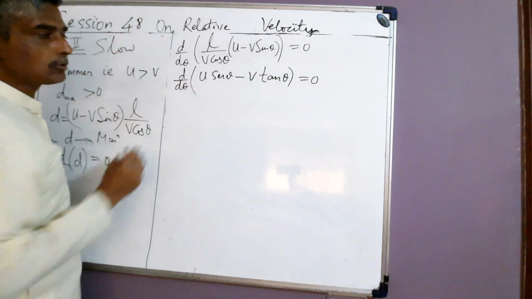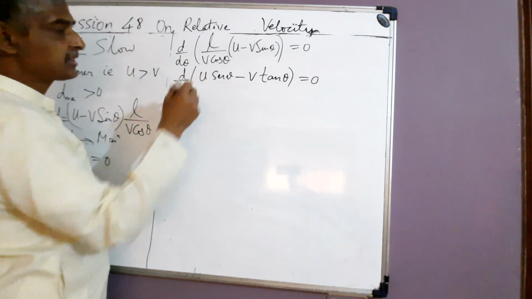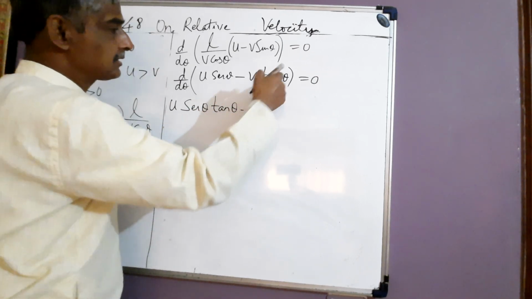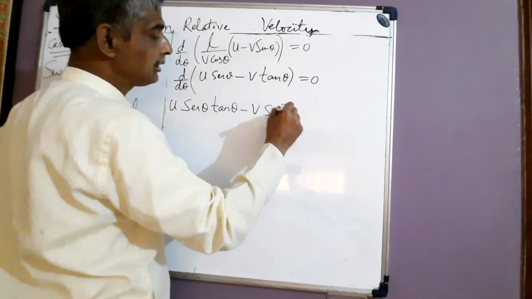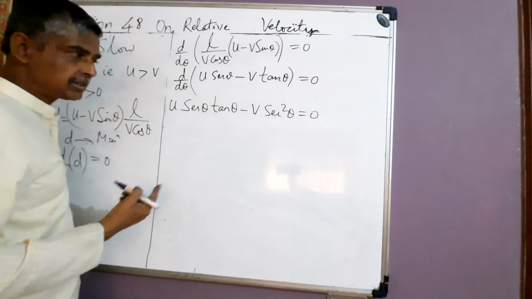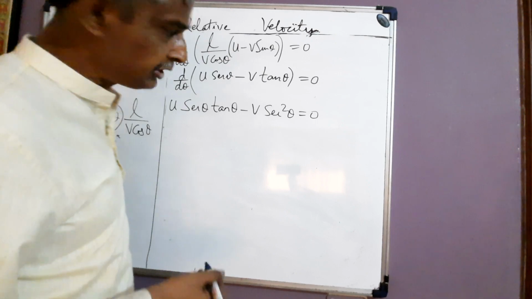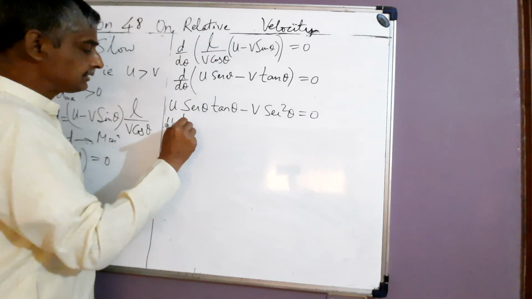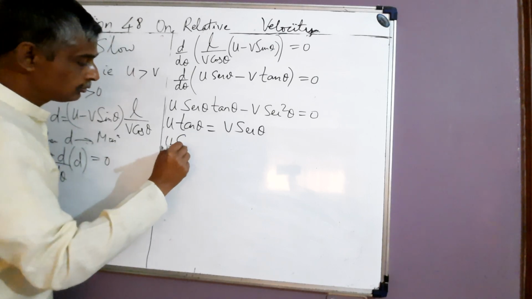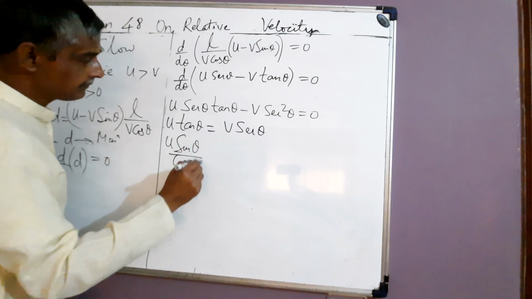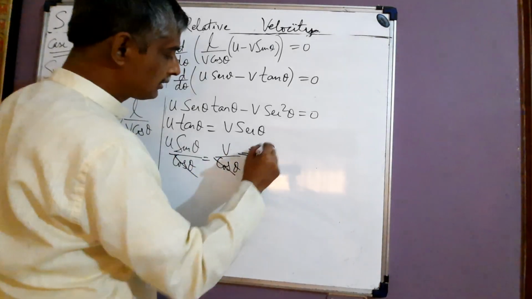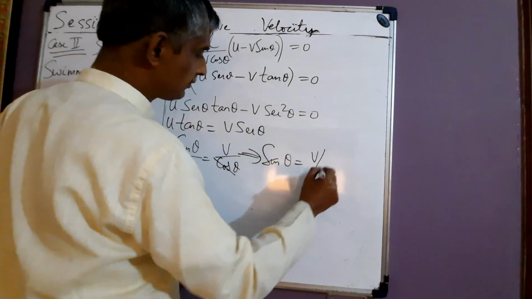Now we differentiate this using the rules of calculus. d by d theta of sec theta is sec theta tan theta. This is well known. Minus, the derivative of tan theta is sec square theta, and it equals 0. Now sec theta goes away because sec theta cannot be 0 for any real value of theta. So it becomes u tan theta equals v sec theta. That is u sin theta by cos theta equals v by cos theta. Cos theta goes away. So sin theta becomes v by u.